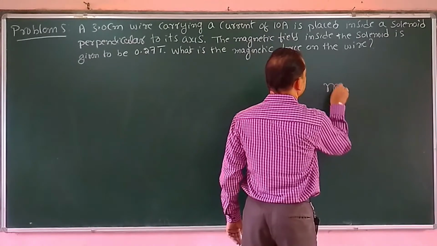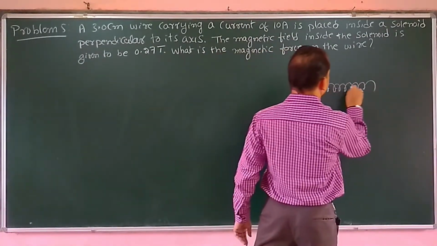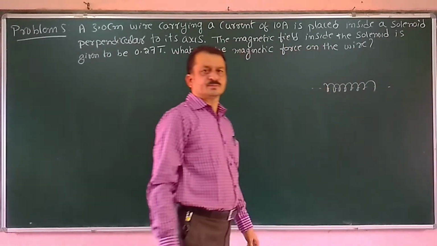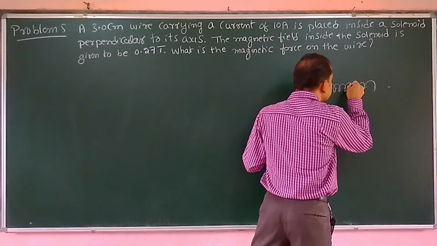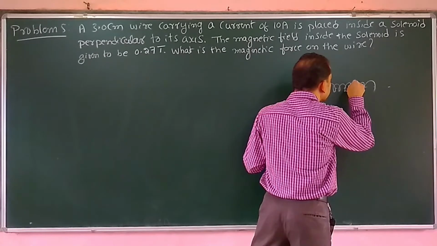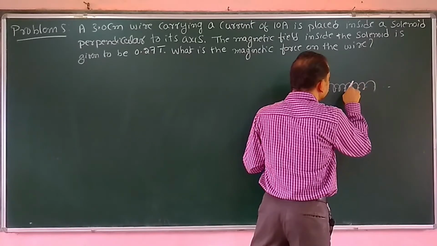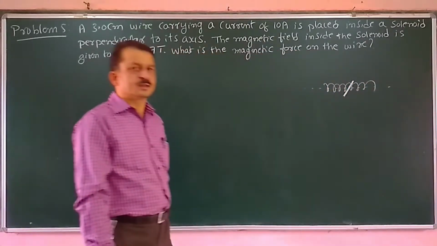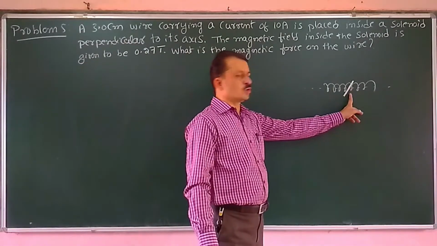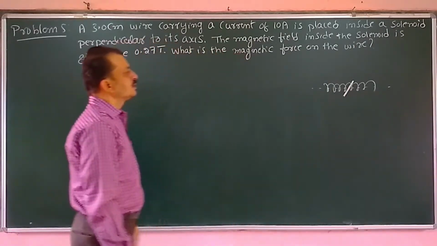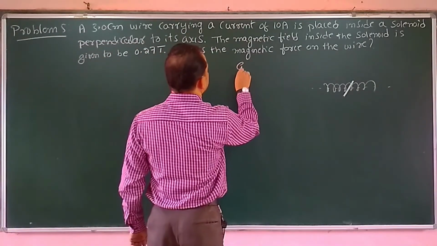Now we have a solenoid here. Its axis, if I take along this direction. Now a current carrying conductor is placed perpendicular to it. Now this is the conductor, direction of the conductor, perpendicular to it. We have to calculate what is the magnitude of the force on that conductor. Okay, very simple problem.